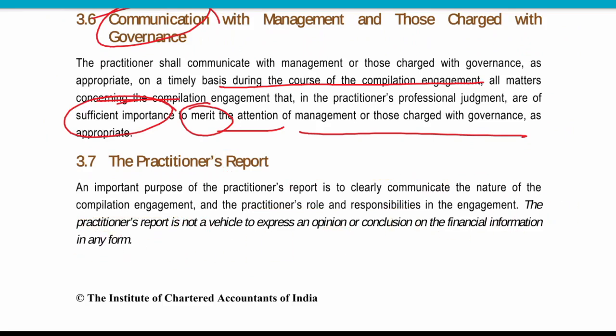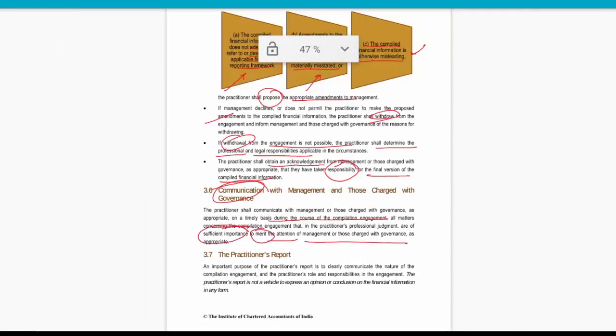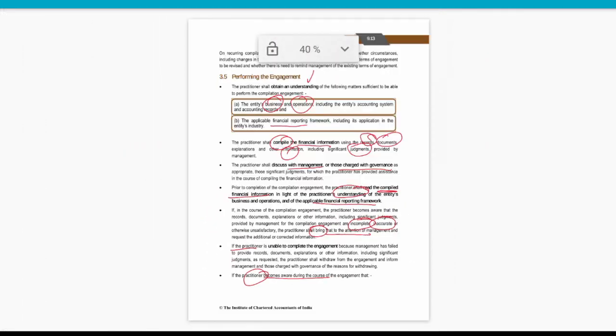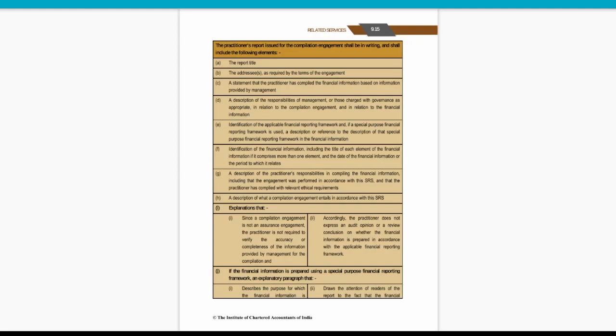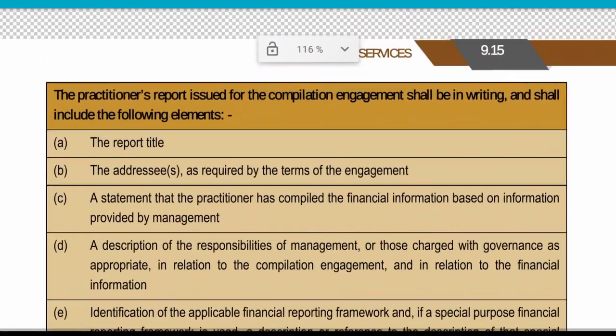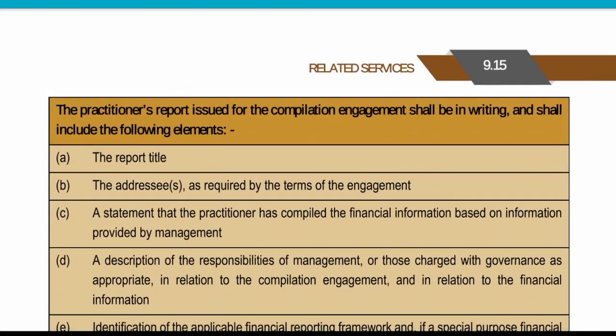But he is only providing the compilation. Right? Is it clear, guys? Are you able to understand how it is going to perform? Okay, great. Then, likewise, we have learned in the SRS 4400.